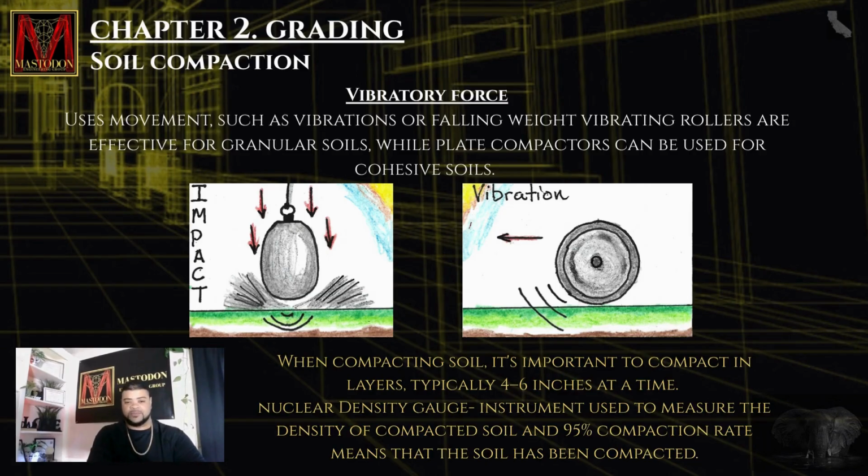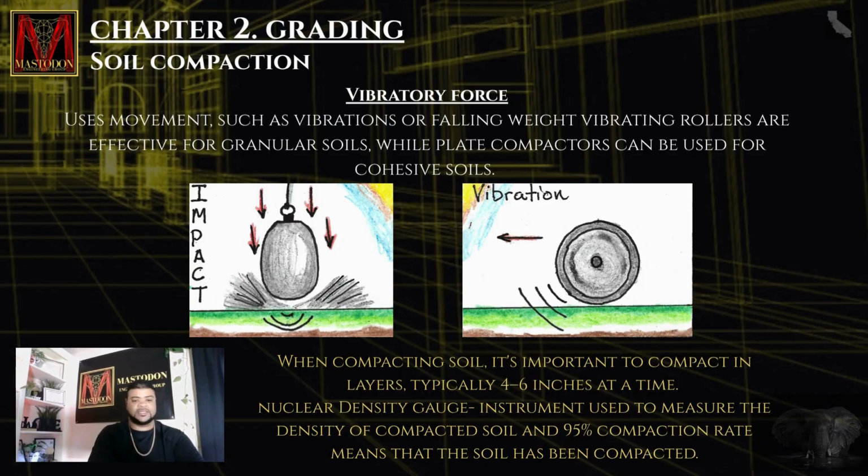So when it comes to compacting soil, it's important to compact the soil in layers, 4 to 6 inch layers. So remember that. That's going to be on your test. Compact the soil in layers. You don't just fill it up with soil and then compact it. You fill it up a little bit, compact it, add more on top, compact it. That's how you get the desired compaction rate that you need.